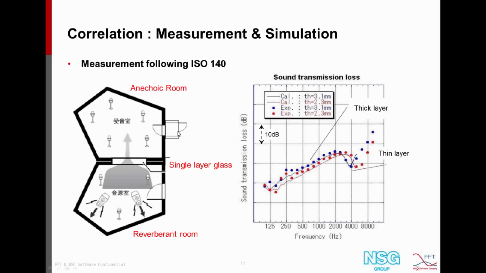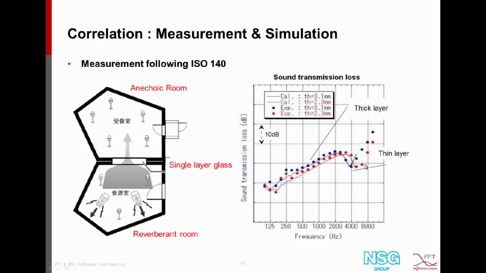So in this measurement, following the ISO 140 standard, we have a reverberant room, an anechoic room for reception, and this layer of glass in between. The dots result are the experiment, and the line curve result are the Actran simulation. And we see for both thickness 3.1 millimeter and 2.3 millimeter, we have quite good correlation between both results.